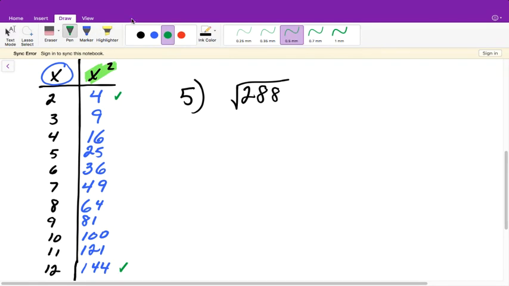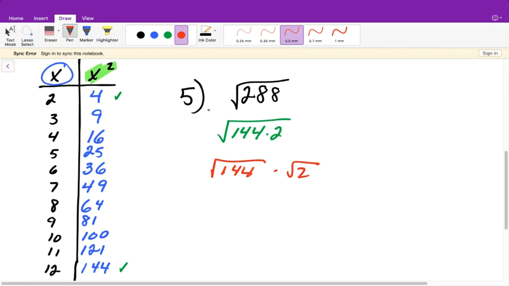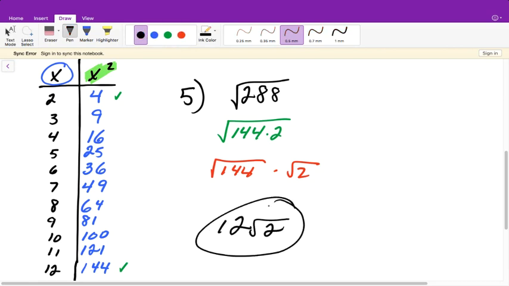Well, if I multiply 144 by 2, that gives me 288. So I would then do 144 times 2. We can separate the 144 from the square root of 2. And now I know square root of 144 is 12, so it's 12 times the square root of 2.